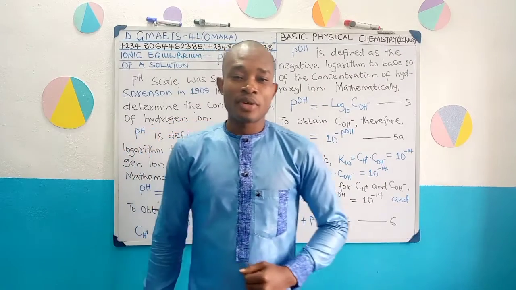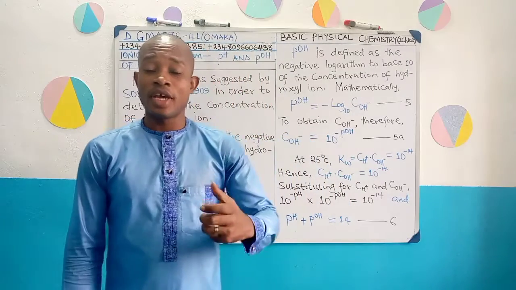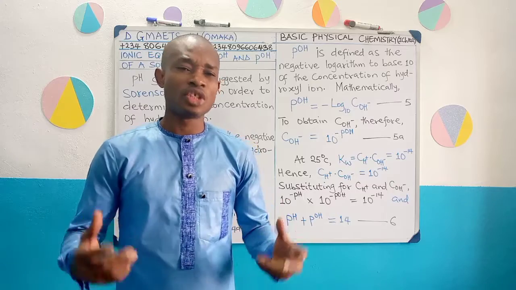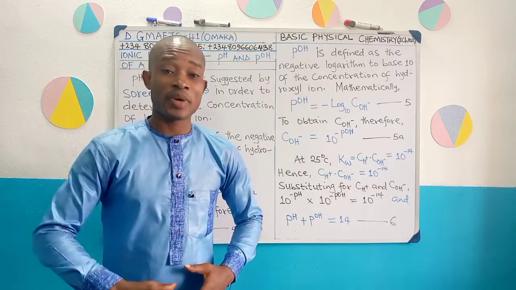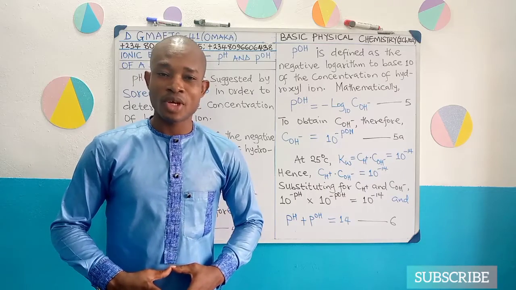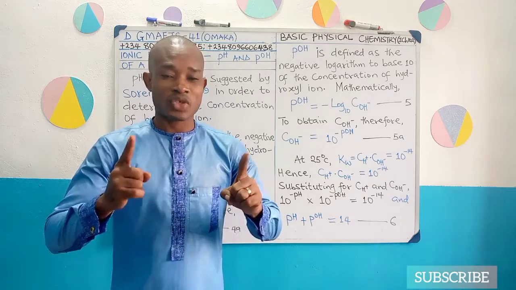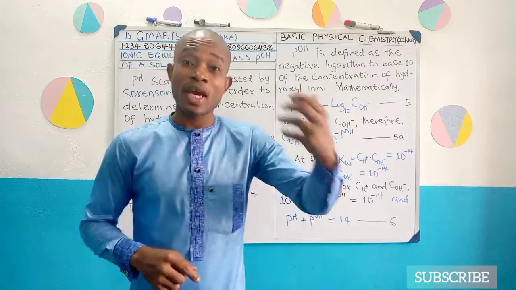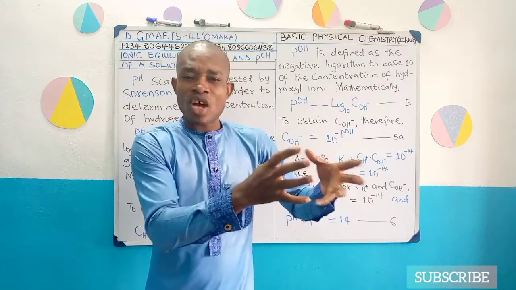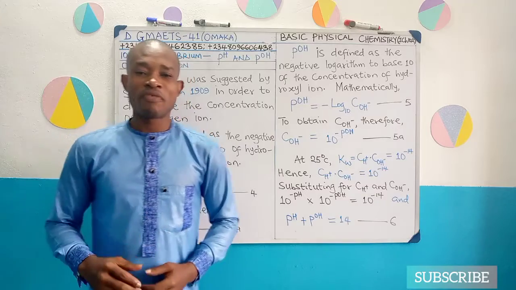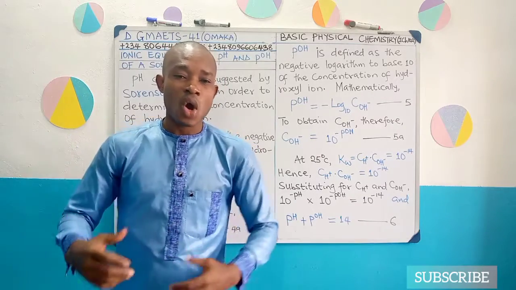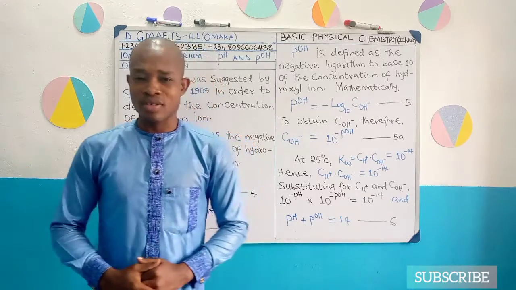In this video, I will be defining pH and pOH of a solution and as well establish the formula for calculating pH and pOH. But first, take note that the concept of pH defines acidity for us, and the concept of pOH defines basicity or alkalinity for us. Is that okay?